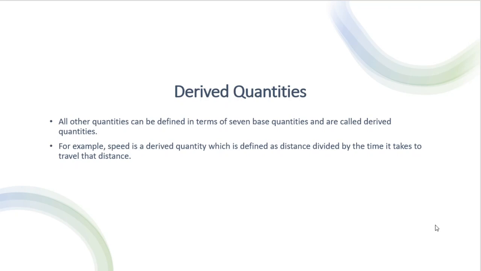For example, speed is a derived quantity, which is defined as distance divided by the time it takes to travel that distance. Like in the previous example, I wrote distance equals vt. So from here, we can say that v equals s over t, which is meters per second. So this is a derived quantity in terms of 2 base quantities.